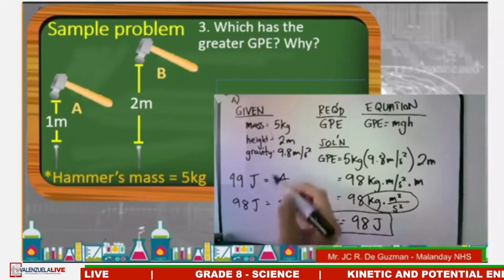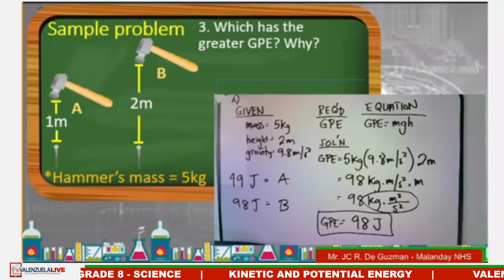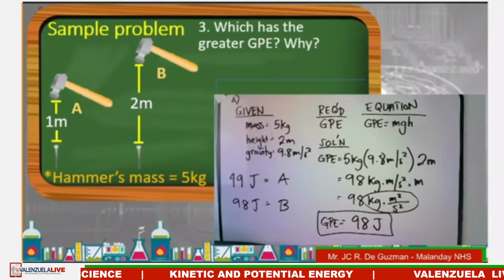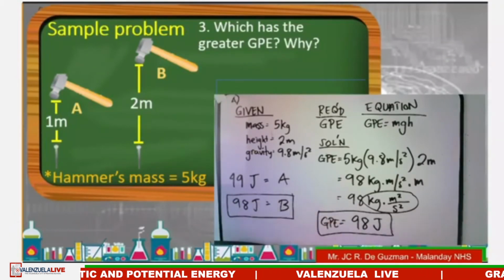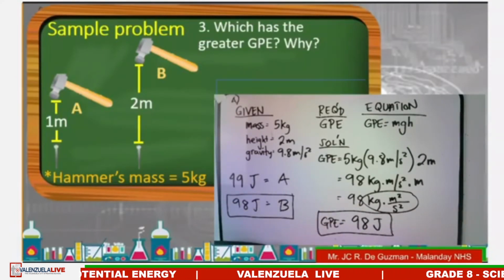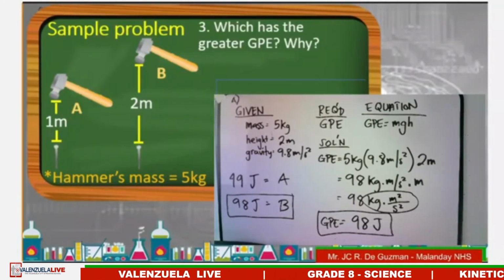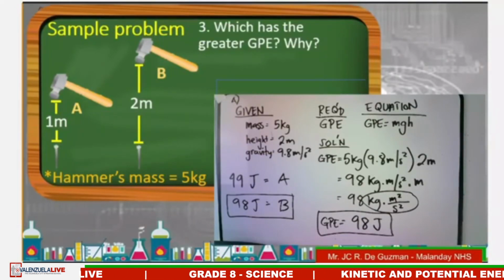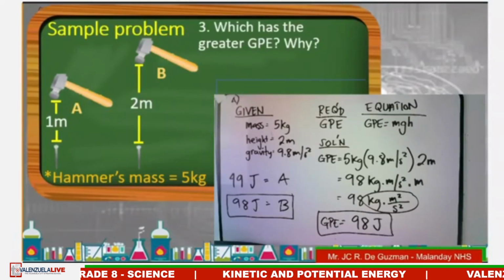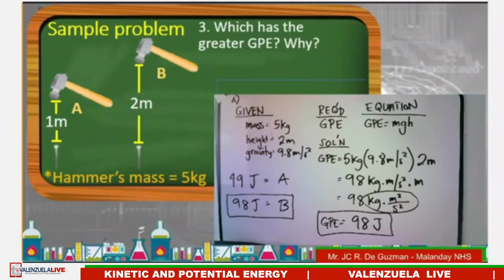So which of them would you think has the greater gravitational potential energy? Very good. It is the second one, which is the 98 joules, the letter B. Why? Very good. The greater the height, the greater its gravitational potential energy. So did you get it?